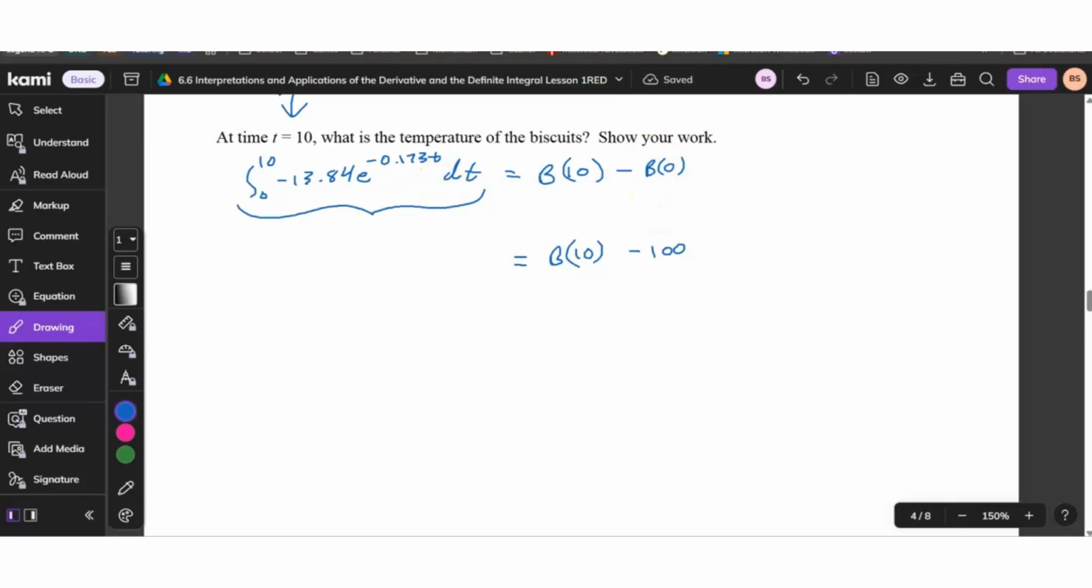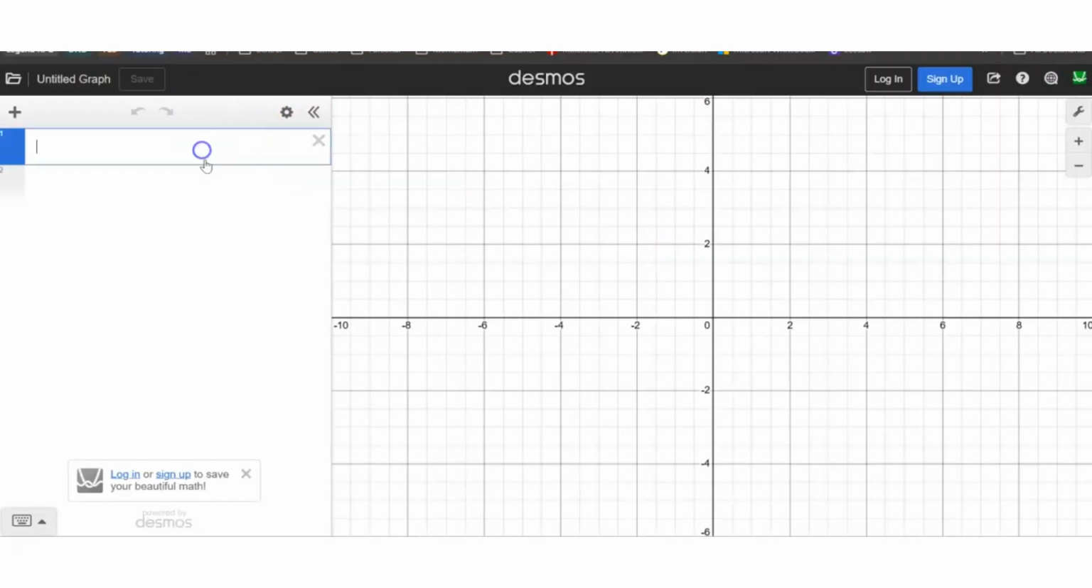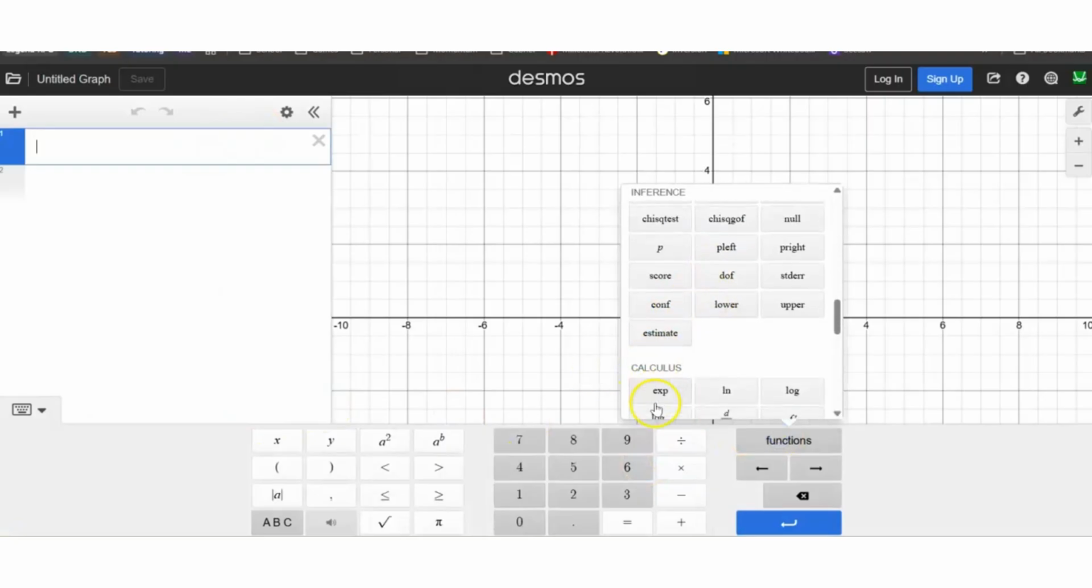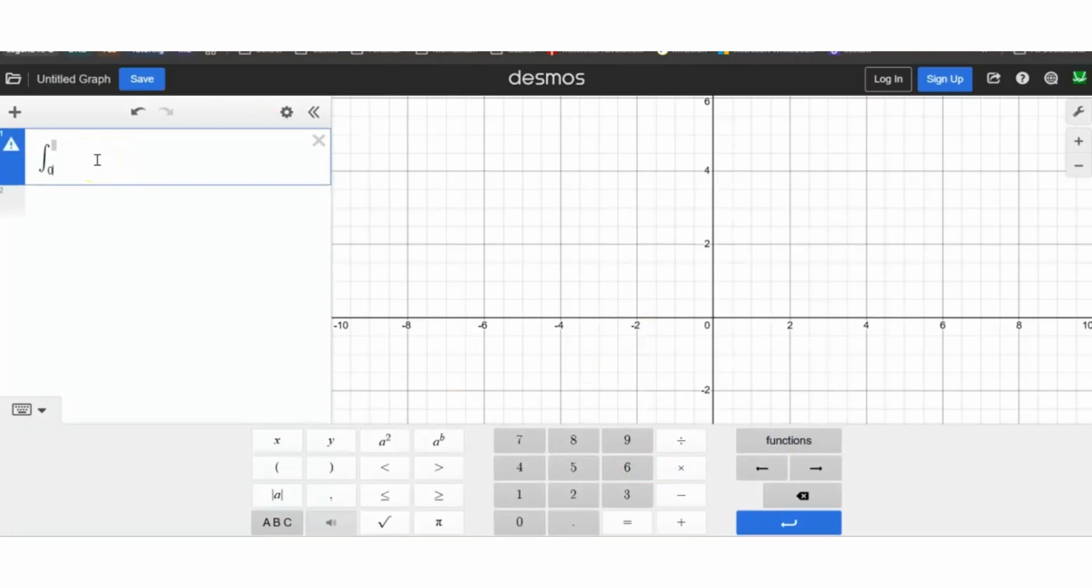So now let's go ahead and work this out. I'm going to integrate exactly from 0 to 10 of 13.84 e to the power of negative 0.173t. Nope, sorry, 0.173.